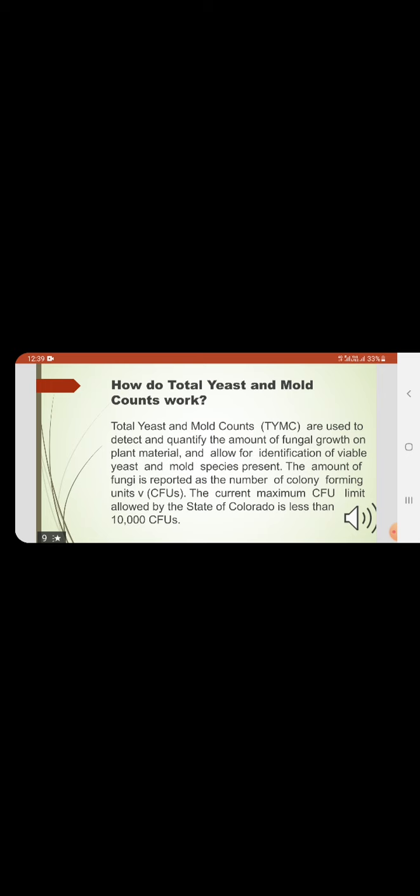Total yeast and mold count (TYMC) is used to detect and quantify the amount of fungal growth on the plant material and allow for identification of viable yeast and mold species present. The amount of fungi is reported as the number of colony forming units (CFUs), and the current maximum CFU limit allowed by the state of Colorado is less than 10,000 CFUs.